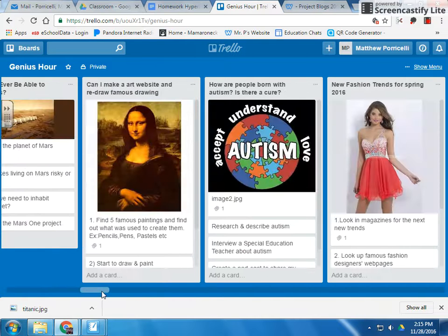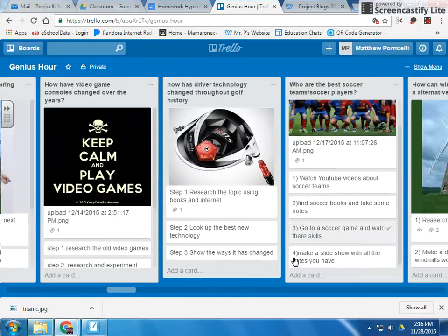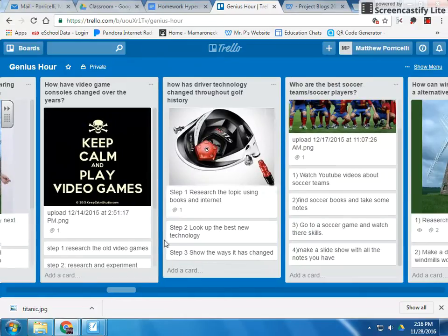Some of your questions are going to be very different. So you really have to be thoughtful about what will be your steps in order to complete your project. Each step should have its own card. Okay, and you could always add a card if you change your steps.